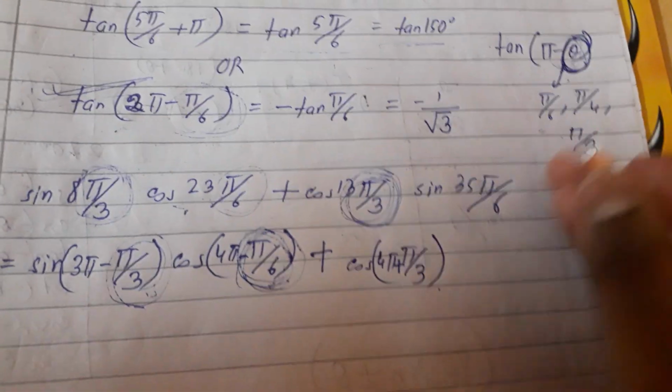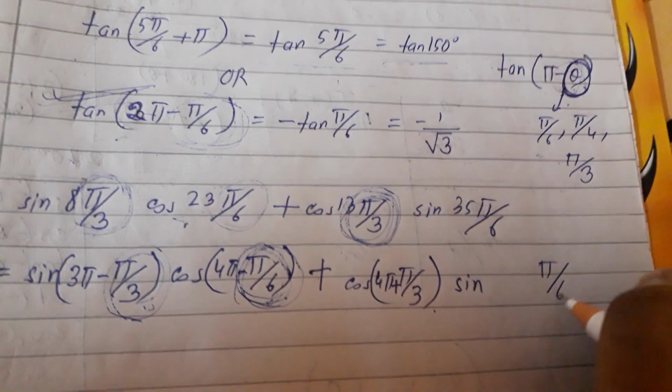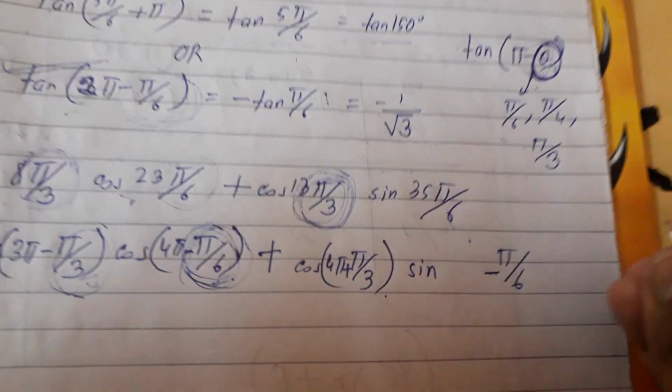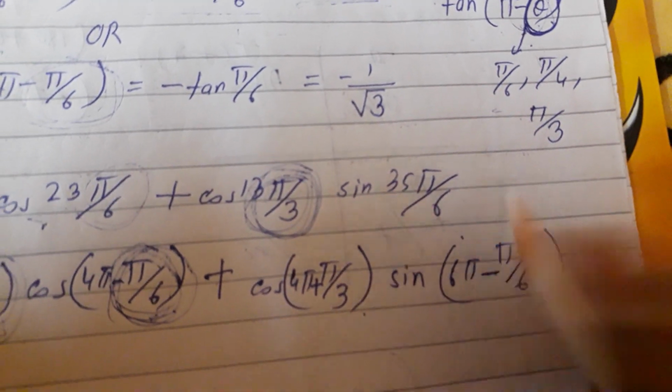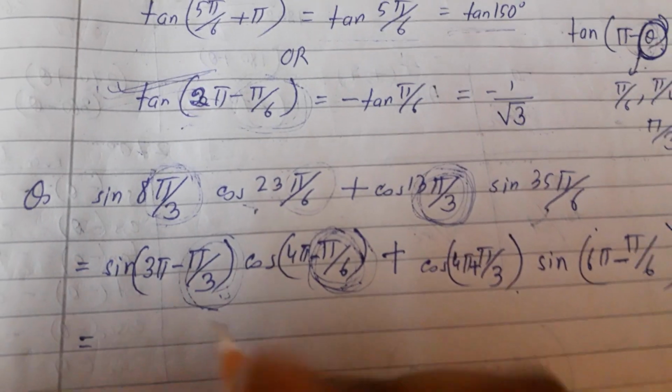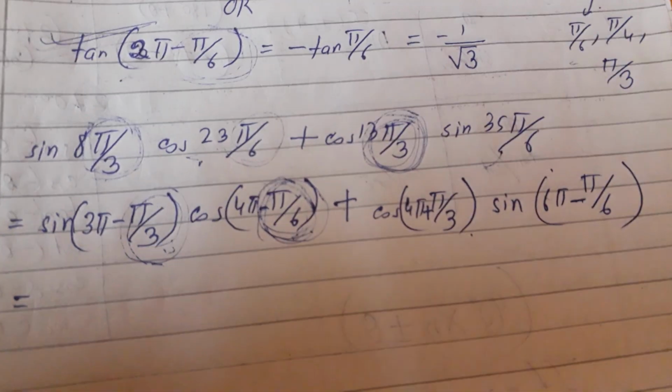And you see the last one is given sine 35 pi by 6. So pi by 6, minus, it can be written 6 pi, 6 into 6, 36 pi, minus pi by 6, that will be 35 pi by 6. See, now we can easily write the answer. 3 pi is given, so odd is here.